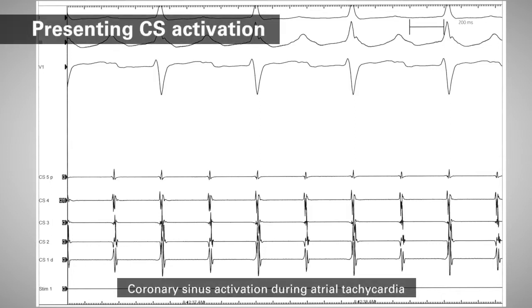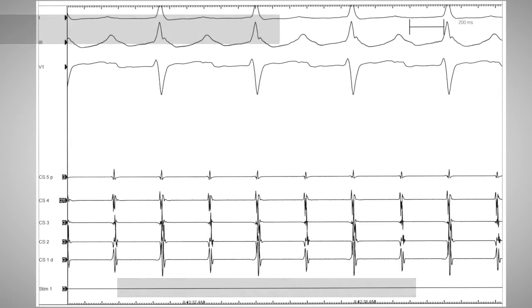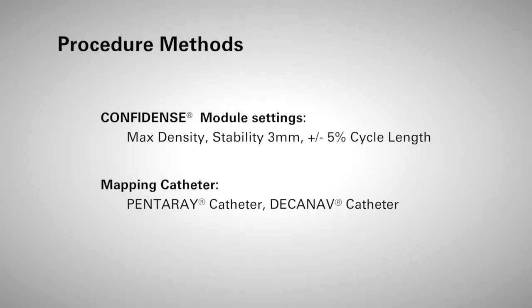The intracardiac signals of the presenting rhythm by coronary sinus are displayed here, from proximal to distal coronary sinus activation. There is concentric activation within the coronary sinus, indicating probable left atrial origin. The mapping methods are outlined here.